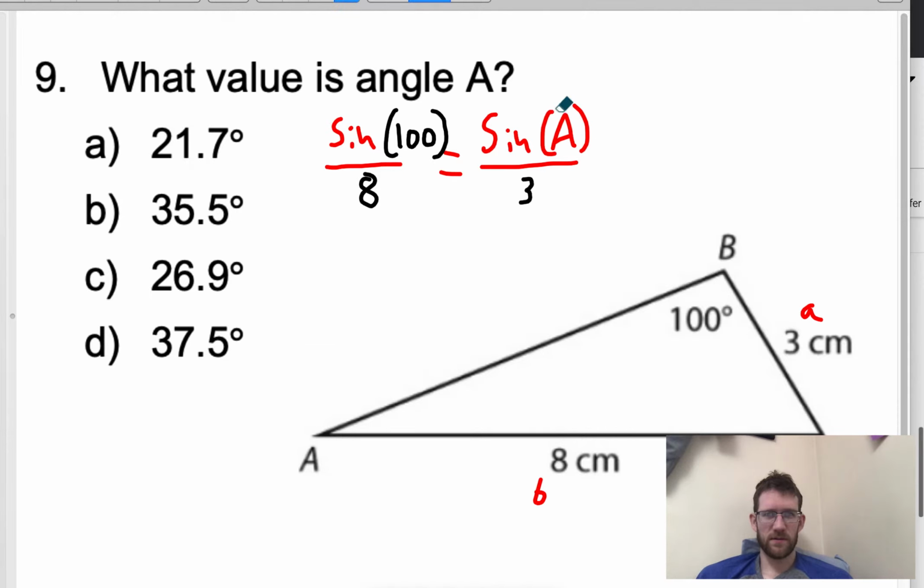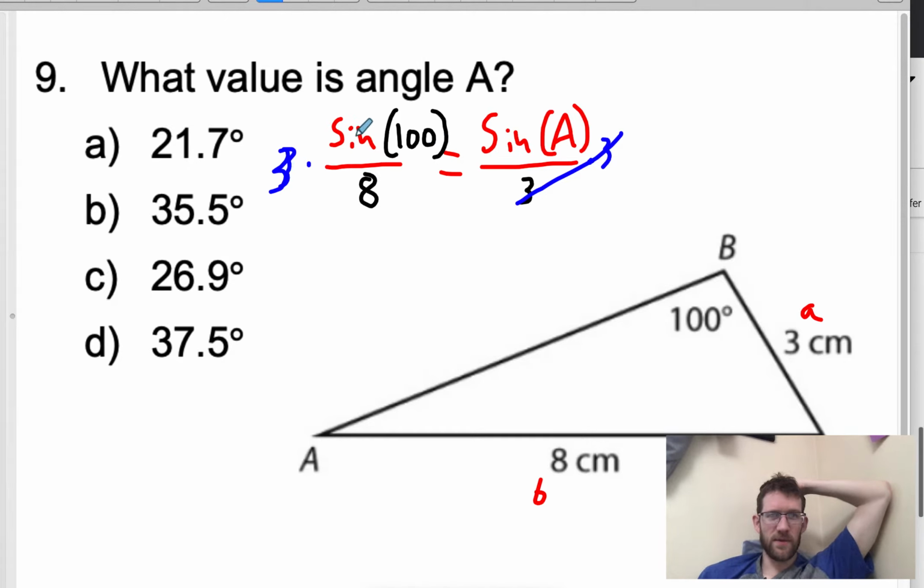Let me use blue for this. Times 3, times 3. That's an ugly 3. These cancel. Bam. And I'm left with the sine of angle A equals 3 times the sine of 100 over 8. And recall, when we multiply a fraction by a number, we don't multiply the top and the bottom by that number. That wouldn't do anything at all. So what we want to do is multiply the 3 by the top. So I'm just going to make it abundantly clear that the 3 is being multiplied by this numerator here. And then we're just left with the sine of angle A.